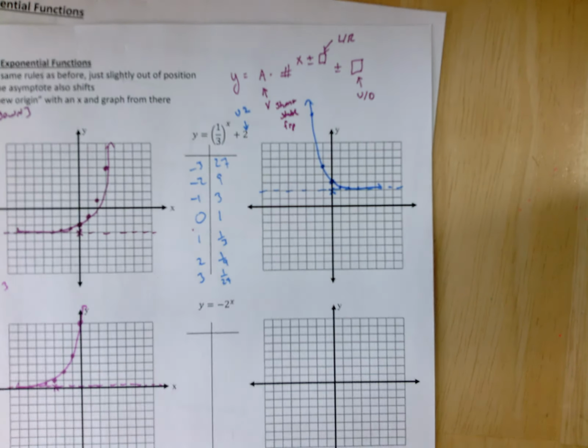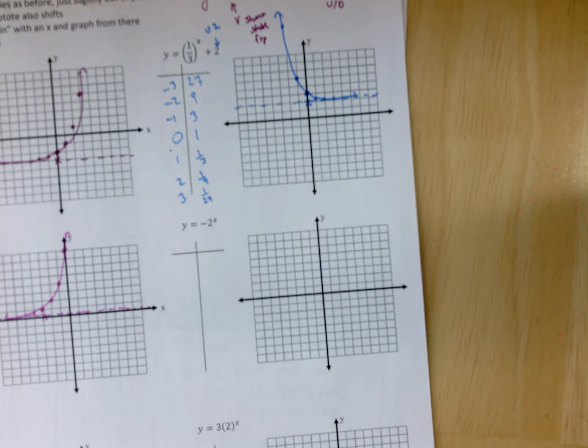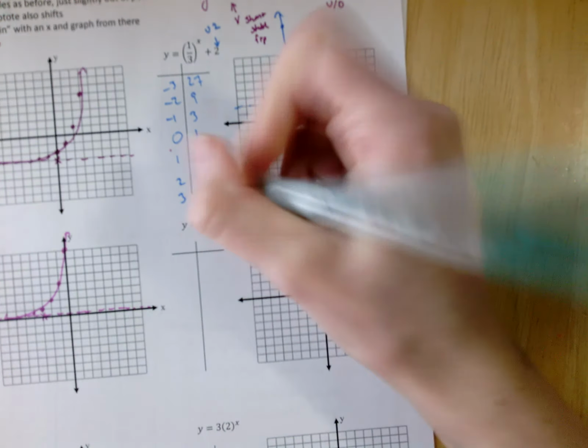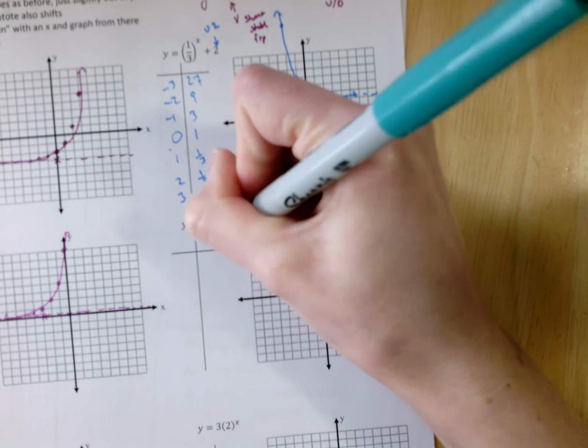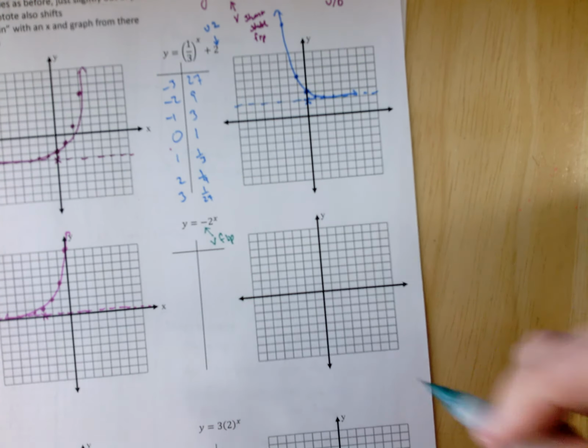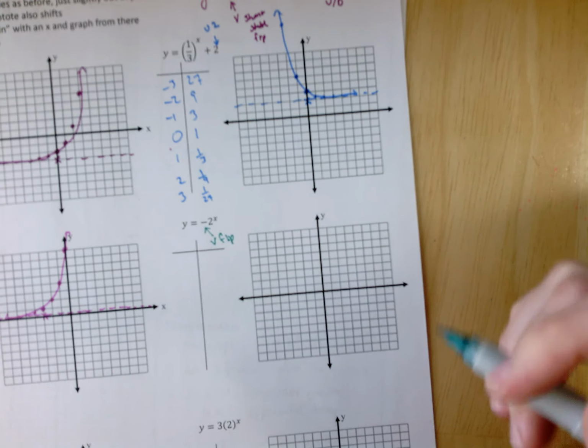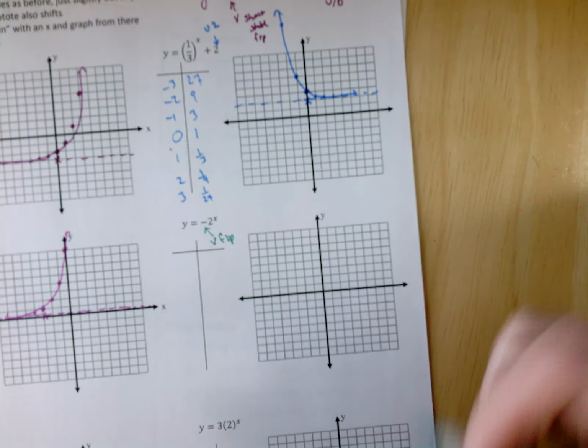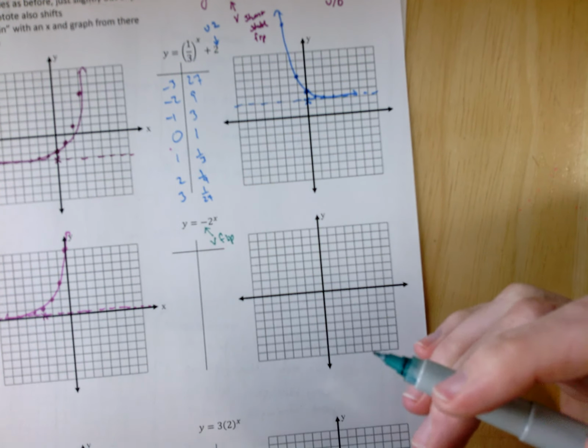Cool, all right, this guy down here. So y equals -2 to the x. So this guy, that is a vertical flip. So what we're going to do is go the opposite direction that we would have. Okay, so anytime you would have gone up, you're going to go down.